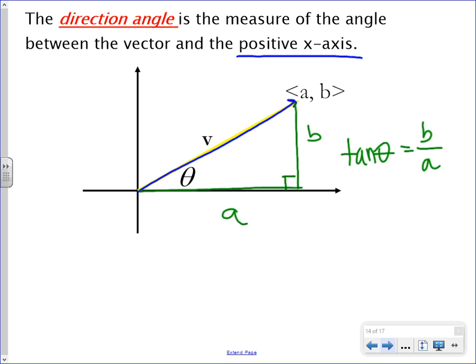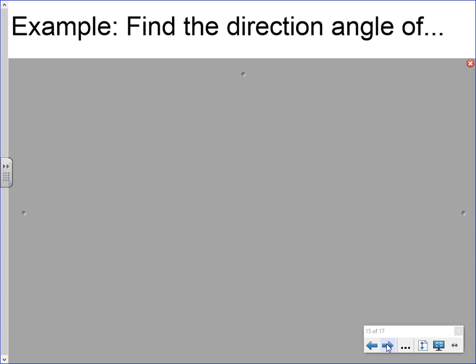Okay. I need to warn you about two things. A, I only want angles between 0 and 360. B, the range of inverse tangent is -90 degrees to +90 degrees. Your vector could lie in quadrant 1, 2, 3, or 4. So you're going to have to use some reference angles to get the actual angle between 0 and 360. Let's do 2 examples and I will show you what I mean.